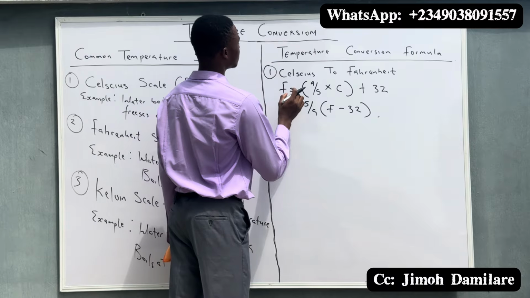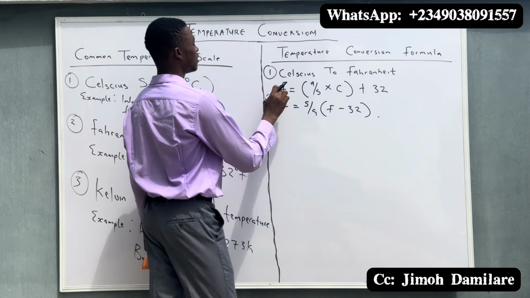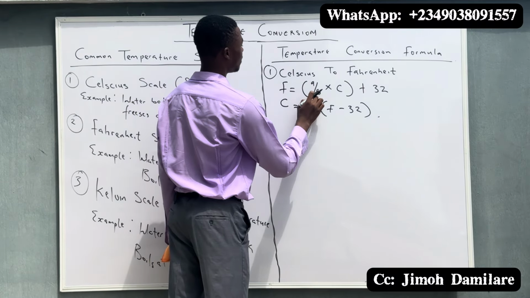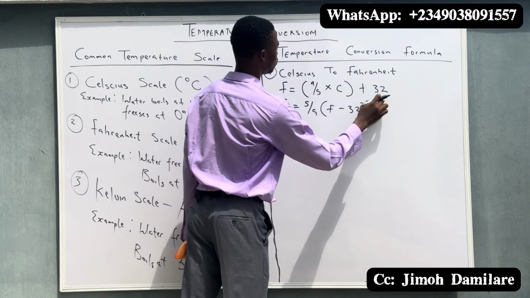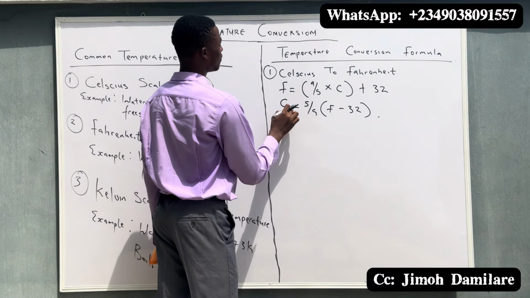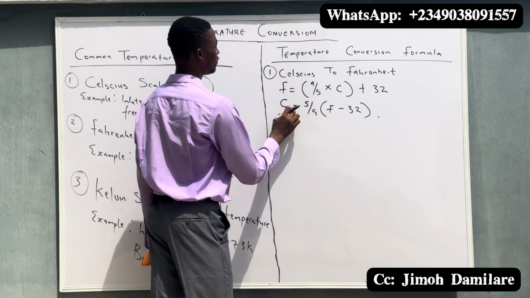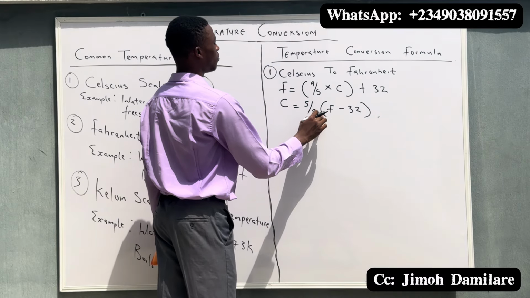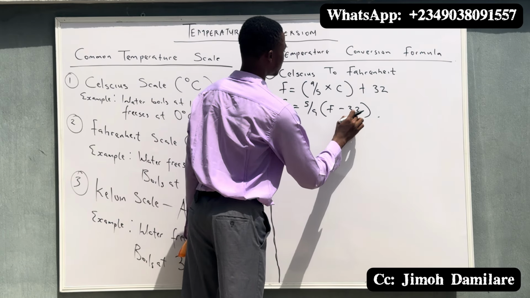So if you want to convert Celsius to Fahrenheit, Fahrenheit will be given as 9 divided by 5 multiplied by the Celsius plus 32. But if you want to convert Fahrenheit to Celsius, the Celsius will be given as 5 divided by 9 multiplied by Fahrenheit minus 32.